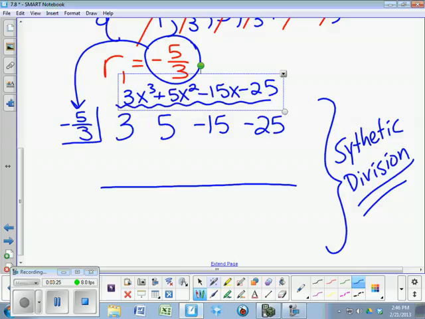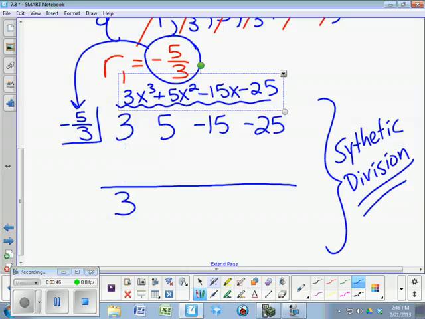Here's how synthetic division works. I'm going to run through it at normal speed, and then I'll slow it down for you. Ready? Here's how the process works. You begin with this 3 and just bring it down because there's nothing to add it to. So just bring that 3 down and make a 3.